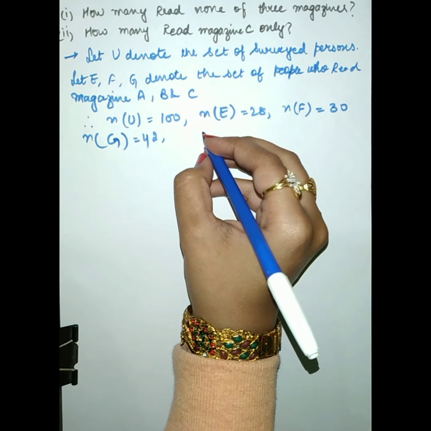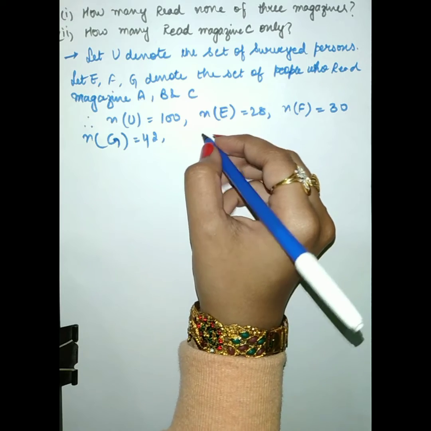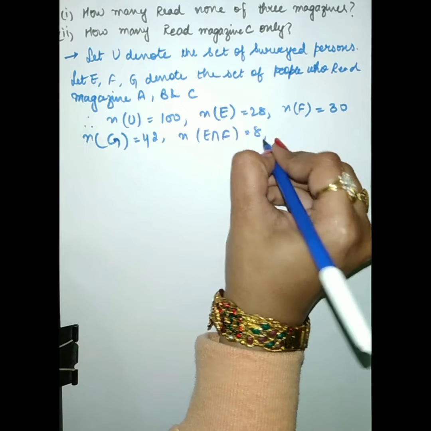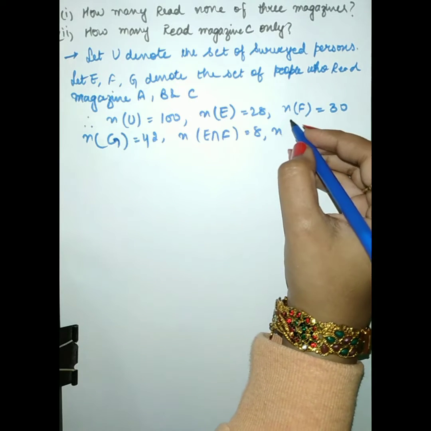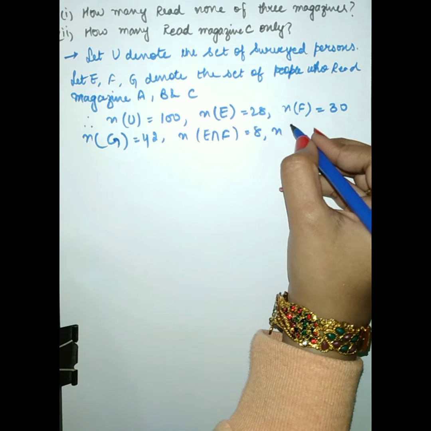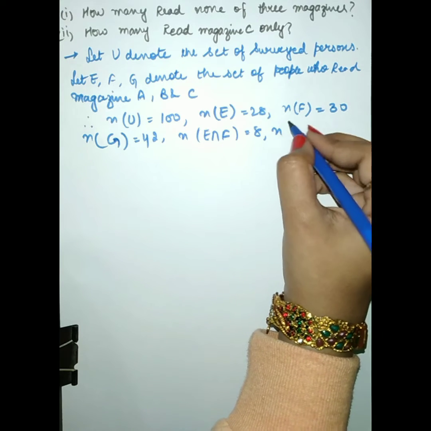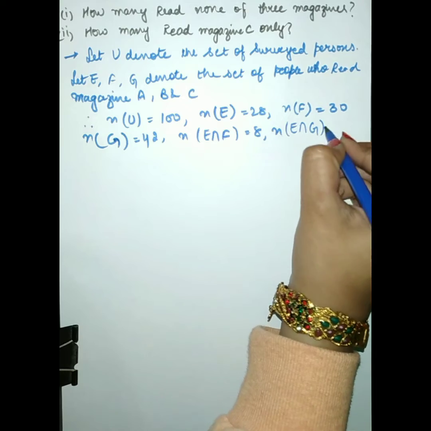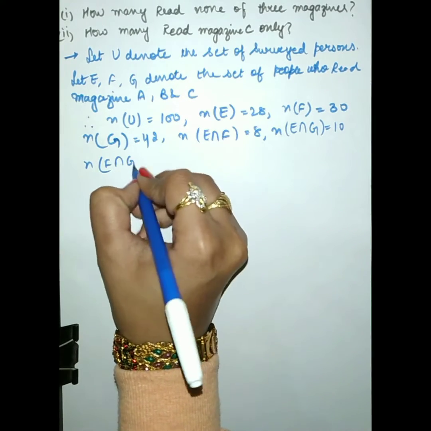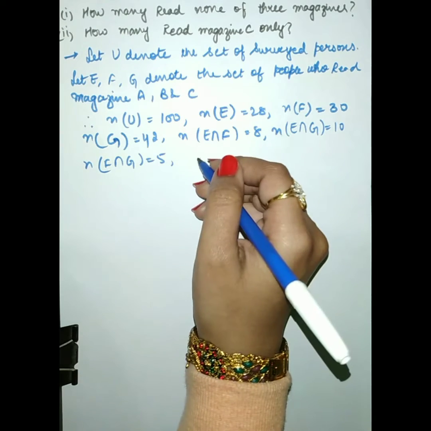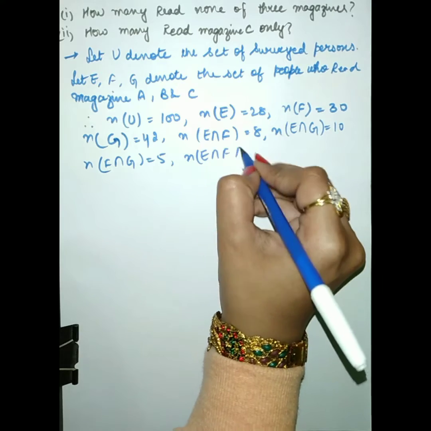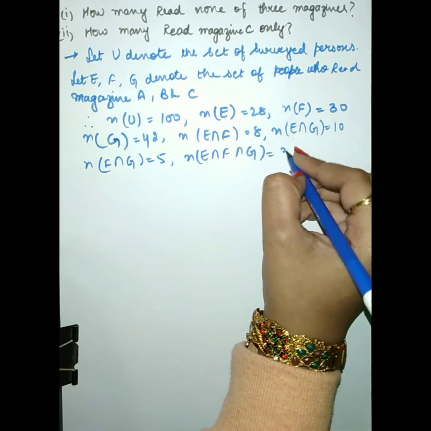And A and B are read by 8, that means n(E intersection F) will be equal to 8. Then we are given that 10 read magazines A and C, that means n(E intersection G) will be equal to 10, and similarly n(F intersection G) will be equal to 5, and those who read all the magazines are 3, that means n(E intersection F intersection G) will be equal to 3.